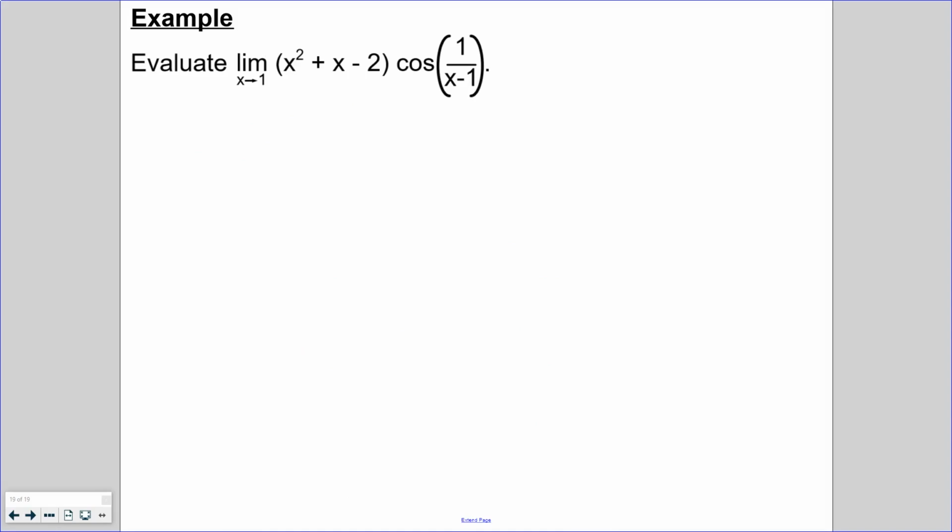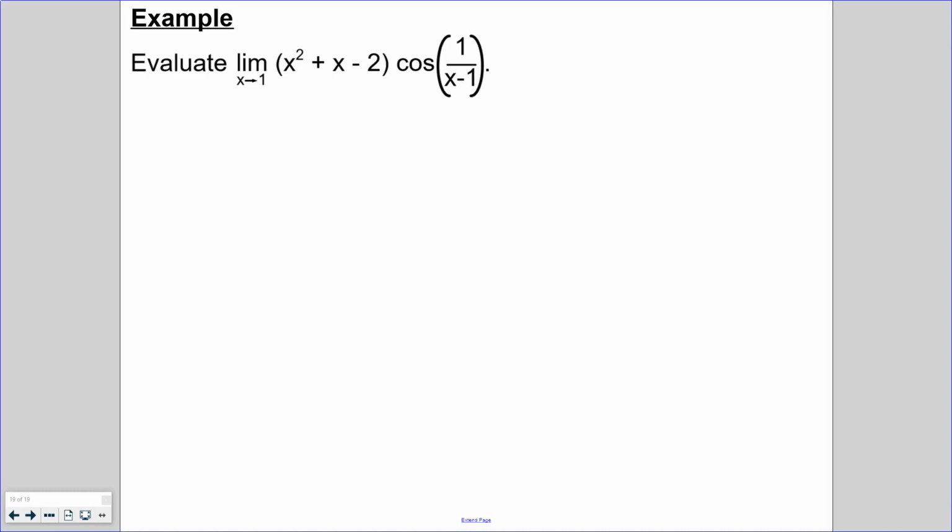All right, let's take a look at one last example, because this particular one, whoo, that looks confusing. Look at that. A quadratic expression times a trig function with a 1 over x minus 1. So we have a radical expression inside of a trig function. Oh my goodness! But it just looks difficult. With the squeeze theorem, we got this.